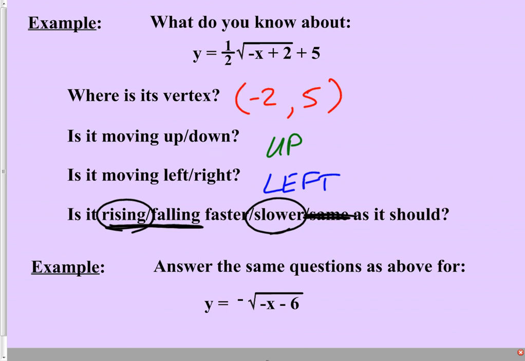Please do not shut off the audio or the video just yet, because I'm not done with examples. Before the next class, I want you to have answered those 4 questions for this equation: y equals the negative of the square root of negative x minus 6. Press pause if you need more time to copy that down, because I'm about to turn the page and look at the next example.